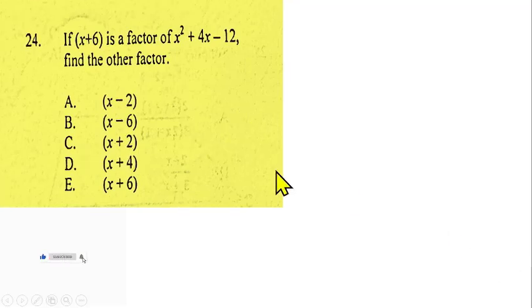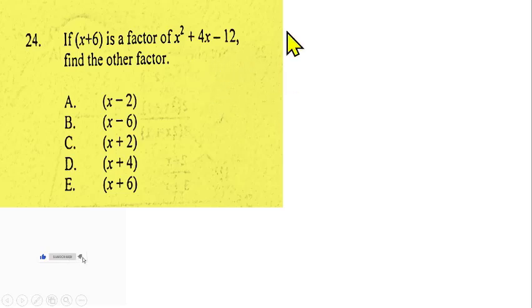Question number 24 is from functions as well. In this case, we have to find, if x plus 6 is a factor of x squared plus 4x minus 12, the other factor. Because this is a quadratic expression, if this linear expression divides this quadratic expression, we are going to get another factor which is a linear expression as well. That's what they want us to find.